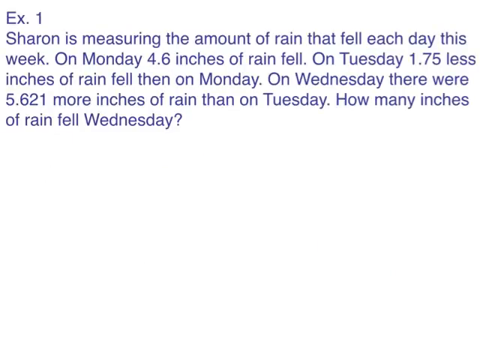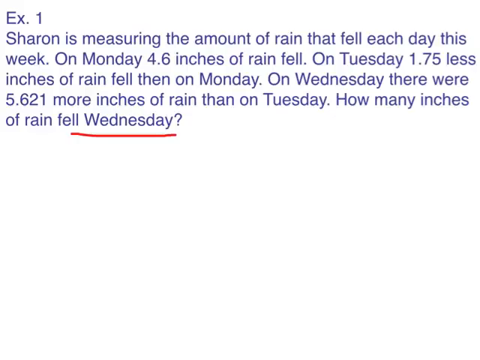Sharon is measuring the amount of rain that fell each day this week. On Monday, 4 6/10 inches of rain fell. On Tuesday, 1 75/100 less inches of rain fell than on Monday. On Wednesday, there were 5 621 more inches of rain than on Tuesday. How many inches of rain fell on Wednesday?